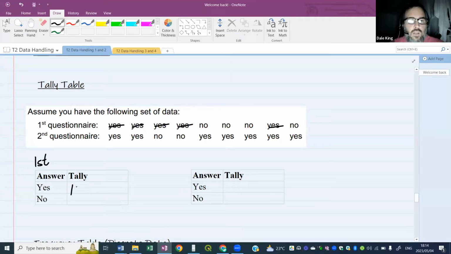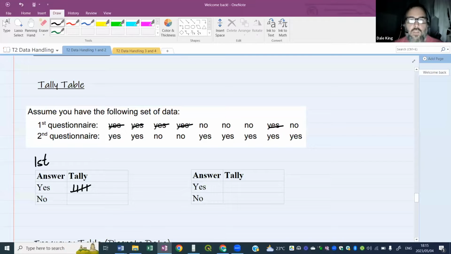Okay, so 1, 2, whoopsie. 1, 2, 3, 4. So you draw 4 vertical lines like that. And then for the fifth one, you cross diagonally through them all. Okay. So you should see 4 vertical lines and 1 diagonal that crosses through them all. All right. And we counted 5 yeses and we have 5 lines marked here. So we have done tallying up the yeses.